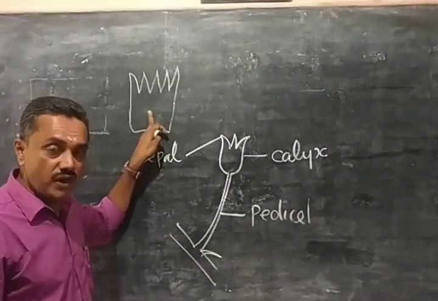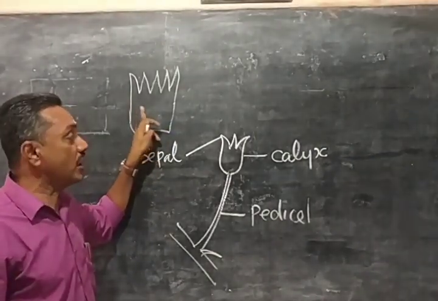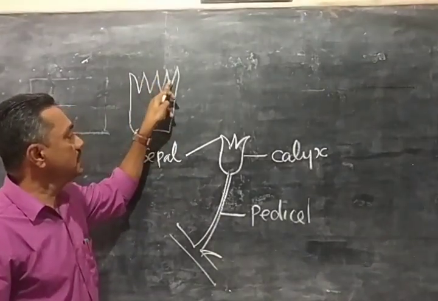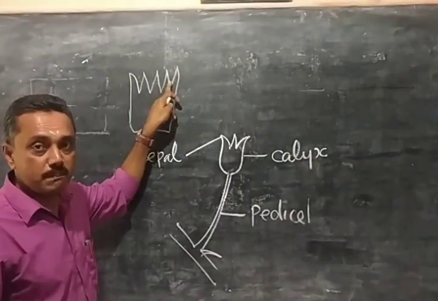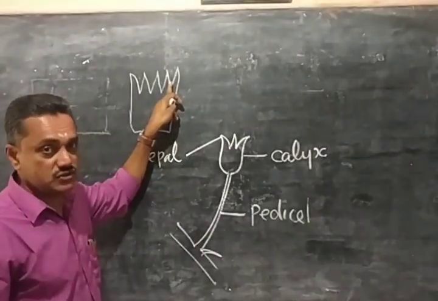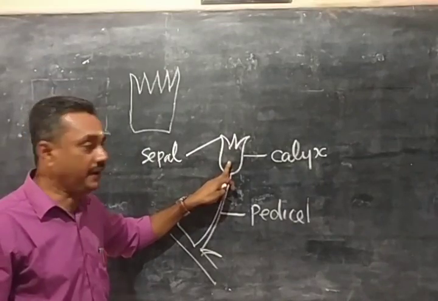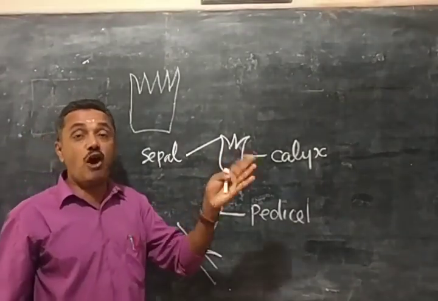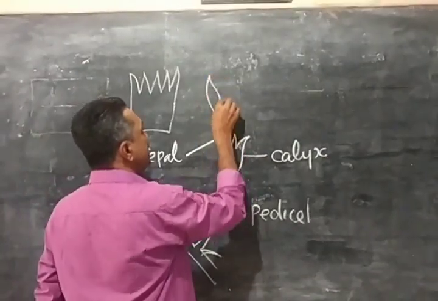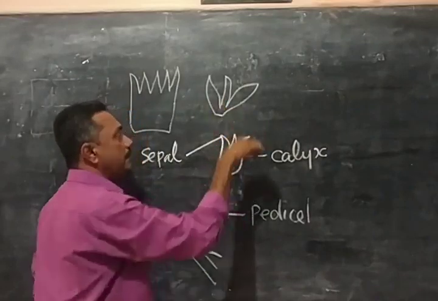Take a hibiscus flower and observe very clearly. You can see this green part is called calyx. And this is made up of sepals. 5 sepals are there. Calyx is made up of sepals. It is green in color. And the sepals may be free or joined. In many flowers, sepals can be seen like that.